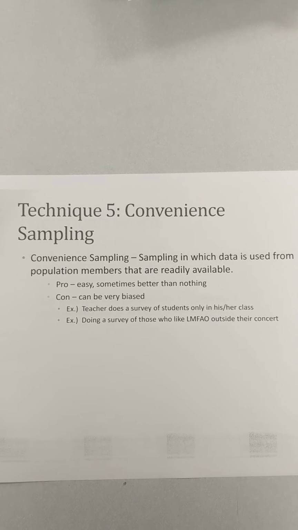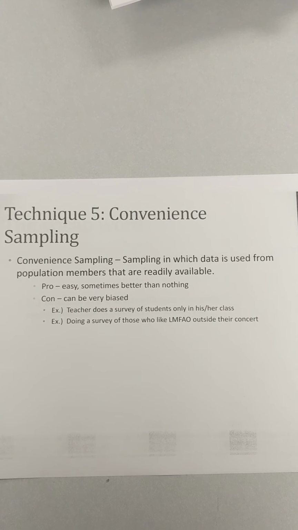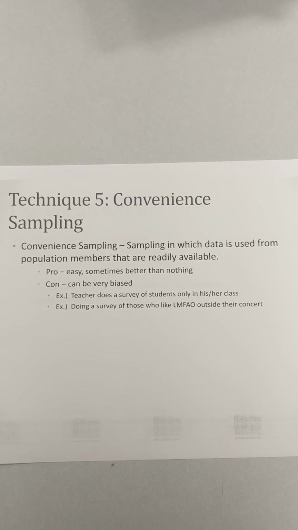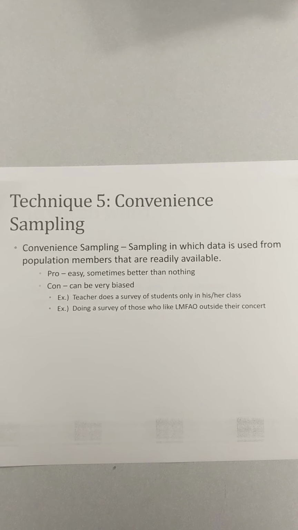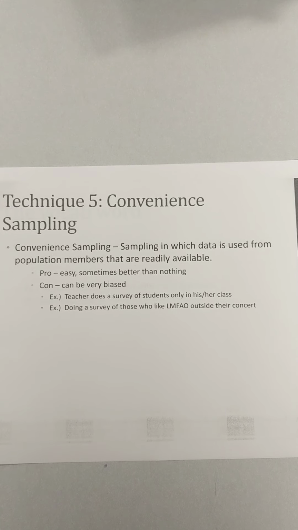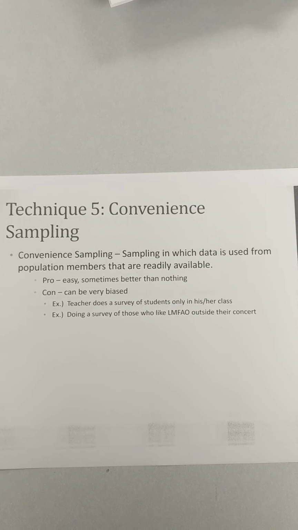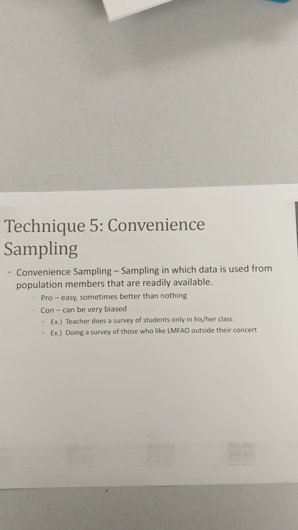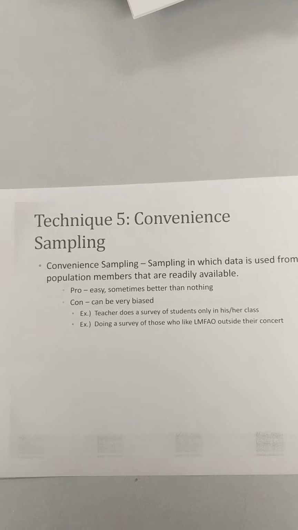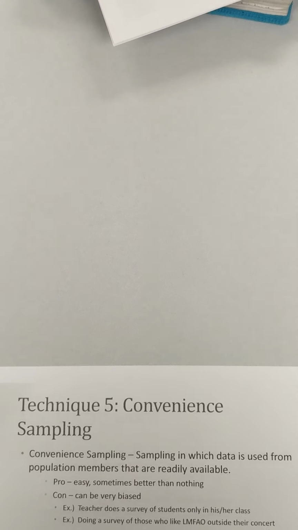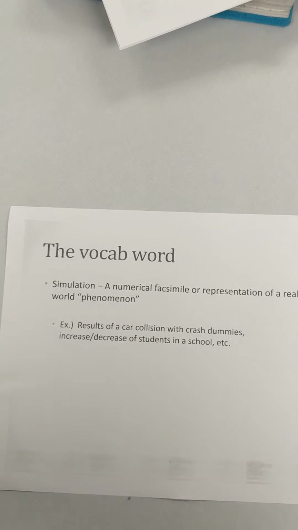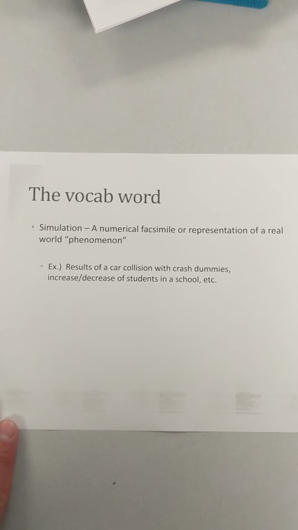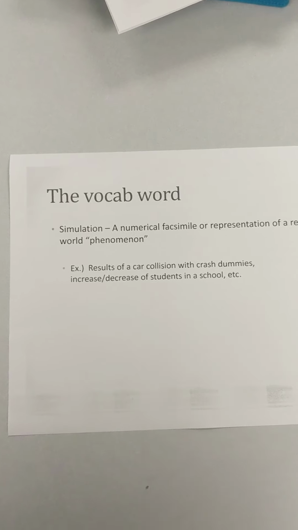Technique 5, convenience sampling. This is the one that exists just because it happens. We are going to be doing a survey project, and this is the one technique that you cannot use. Convenience sampling is sampling in which data is used from a population that's just readily available. The pro is it's easy, sometimes better than nothing. The con is that it can be very biased. It would be like walking into a classroom and just saying, yep, you guys are going to represent all of Conval.